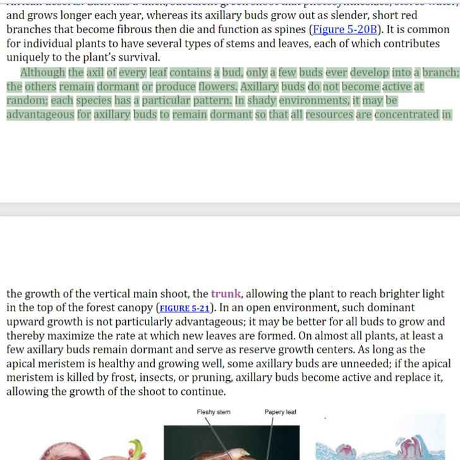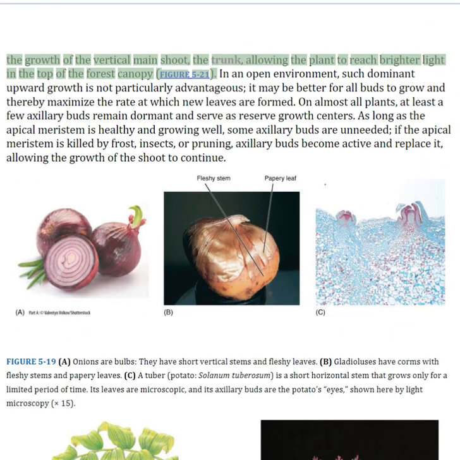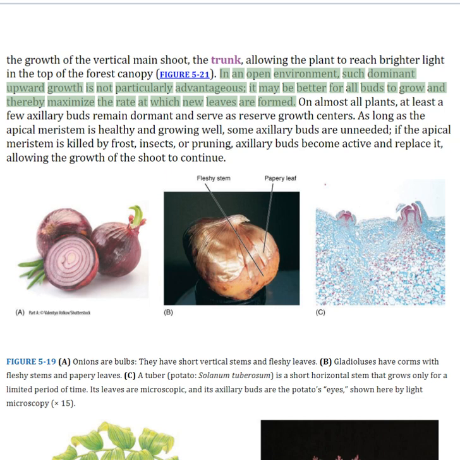Axillary buds do not become active at random; each species has a particular pattern. In shady environments, it may be advantageous for axillary buds to remain dormant so that all resources are concentrated in the growth of the vertical main shoot, the trunk, allowing the plant to reach brighter light in the top of the forest canopy. In an open environment, such dominant upward growth is not particularly advantageous. It may be better for all buds to grow and thereby maximize the rate at which new leaves are formed.